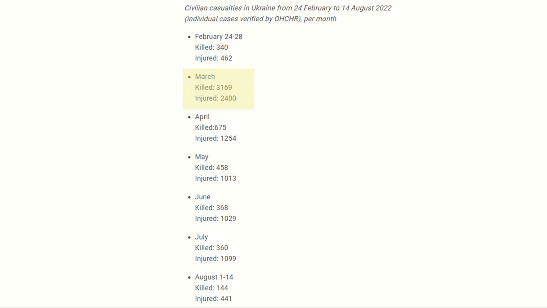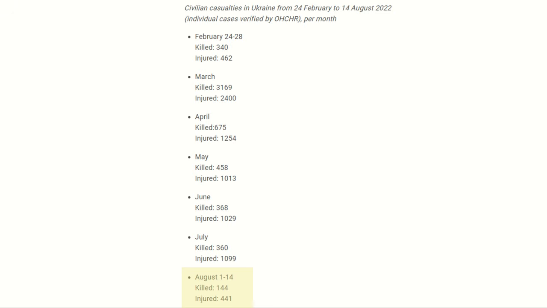In March, 3,169 killed and 2,400 injured. In April, 675 killed and 1,254 injured. In May, 454 killed, 1,013 injured. In June, 368 killed, 1,029 injured. In July, 360 killed, 1,099 injured. In August, up until the 14th, so only 14 days of the conflict, 144 people killed and 441 injured.